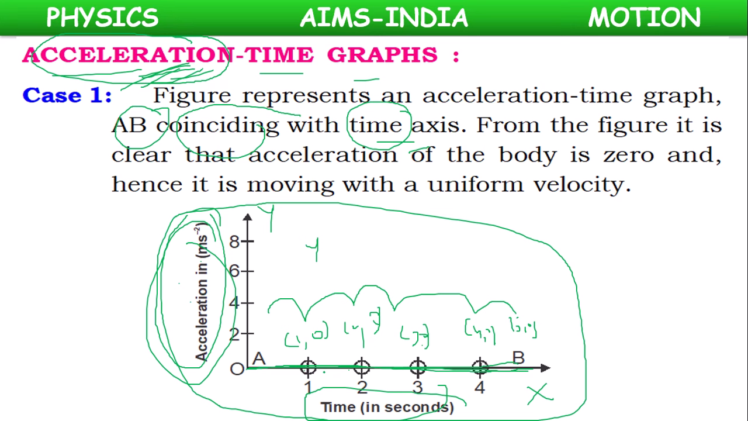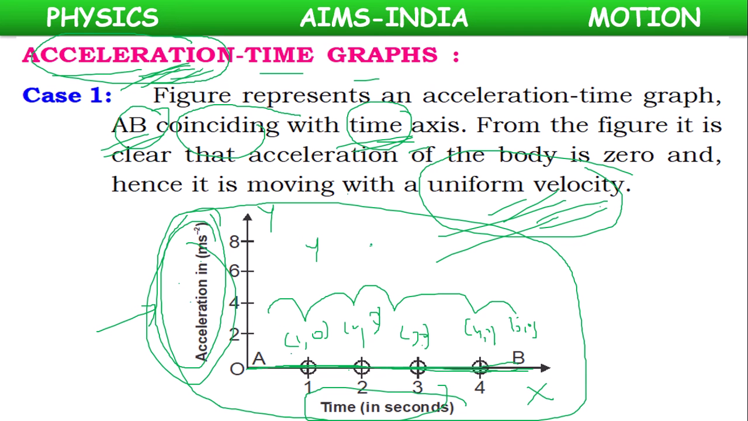When will there be no acceleration? When there is no change in velocity, or when the velocity is uniform, at that time acceleration will be 0. So here acceleration is 0, which means the body is moving with uniform velocity. So whenever the acceleration time graph is coinciding with the time axis, we can directly say that the acceleration of the body is 0, or the body is moving with uniform velocity.